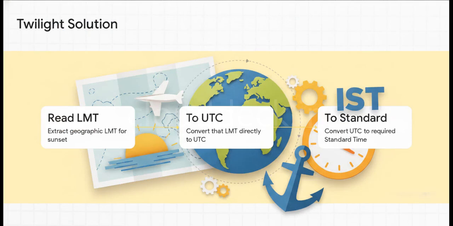So, how do we actually solve this? Let's break down the exact logical flow. To nail this twilight prerequisite flawlessly, you use a 3-step flow. Step 1, extract the geographic LMT for sunset straight from your provided table. Step 2, convert that LMT directly to UTC based on your specific longitude. And Step 3, convert that UTC into your required standard time for your pilot's watch, like IST. The biggest takeaway here? Never skip Step 2. Like we said earlier, UTC is your anchor point.